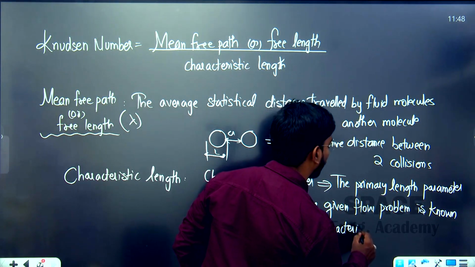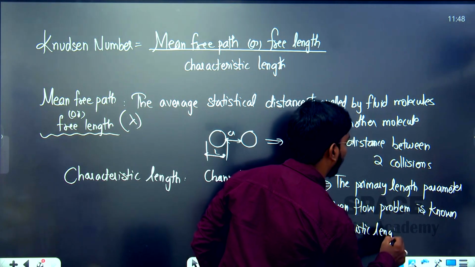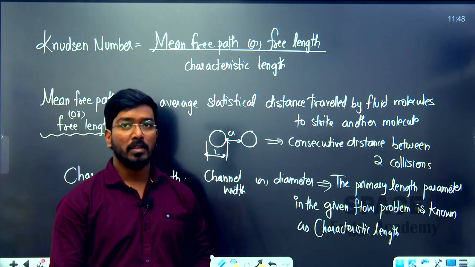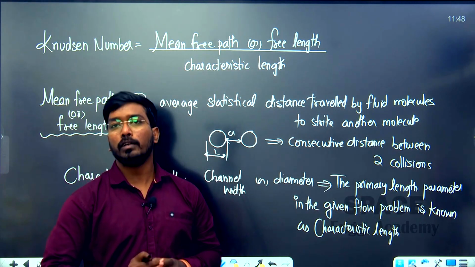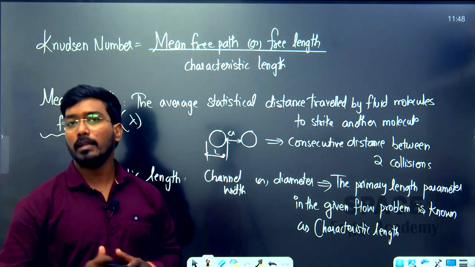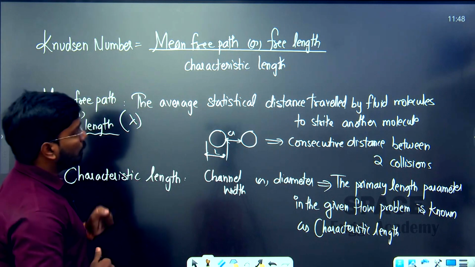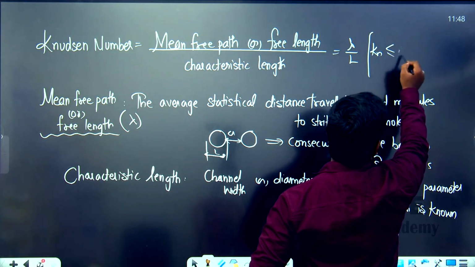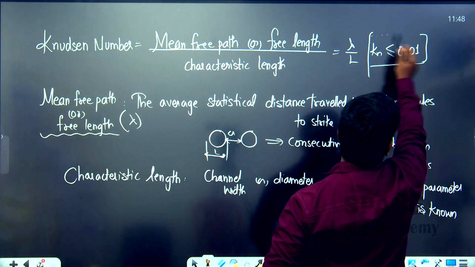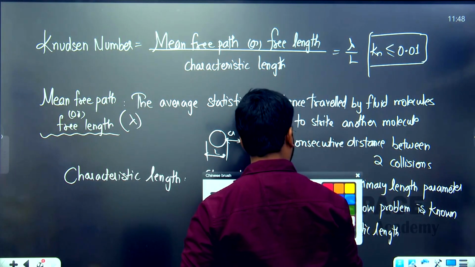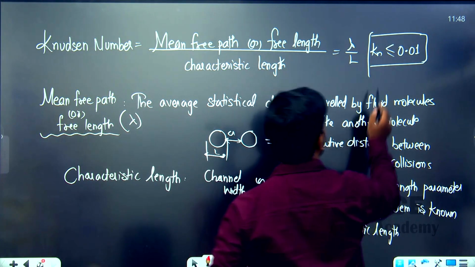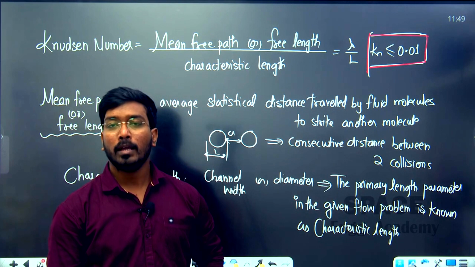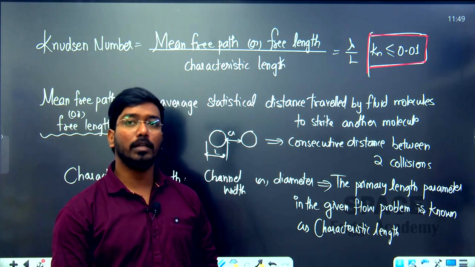So, sir, everything is okay, but what is the number which is going to tell us whether it is within the range or out of the range, whether it is within the assumption of continuum mechanics or not? Continuum mechanics holds good when the non-dimensional Knudsen number value is less than or equal to 0.01. This is the number that we need to focus upon. Under this condition only does the concept of continuum hold good.